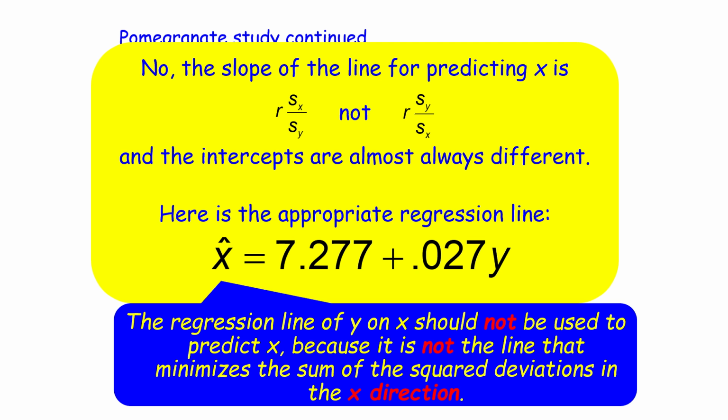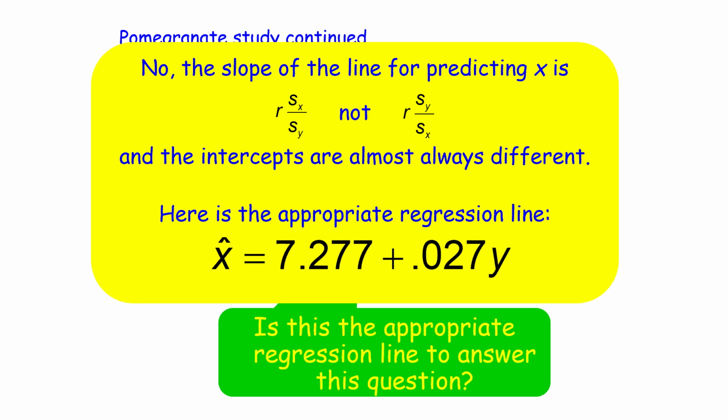Oops, let's go back for a second. Now the regression line of y on x should not be used to predict x, because it is not the line that minimizes the sum of the squared deviations in the x direction. Let's go back.